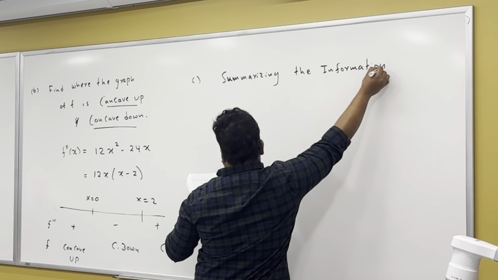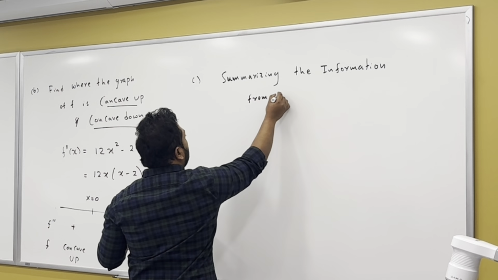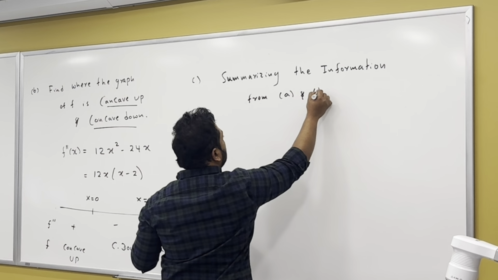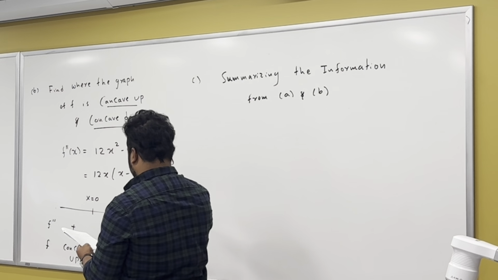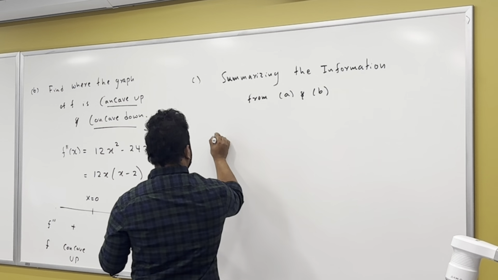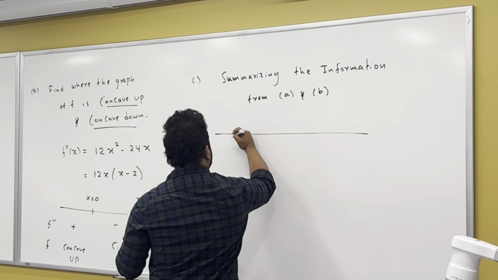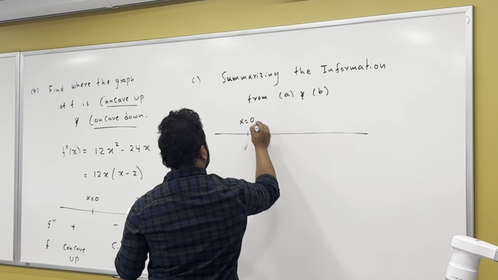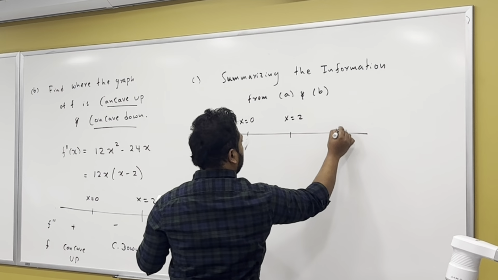Information from A and B. This is what I did. So I have 0, 3 and 2. Those are all the important points. So I can mark them like this. This is 0, this is 2, 3.